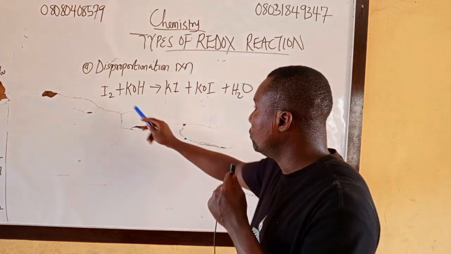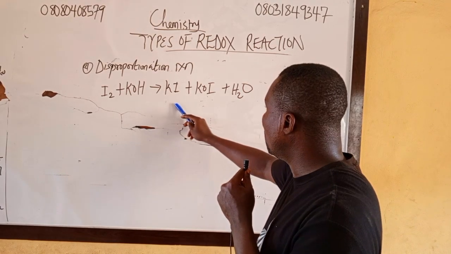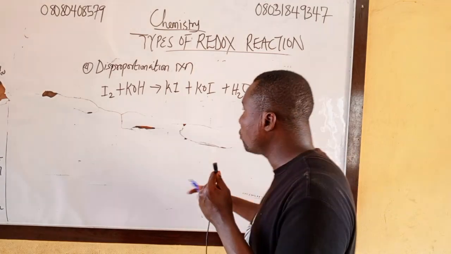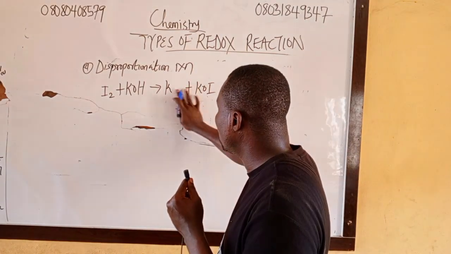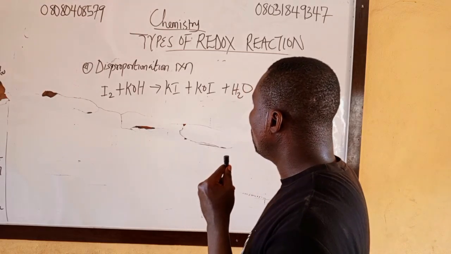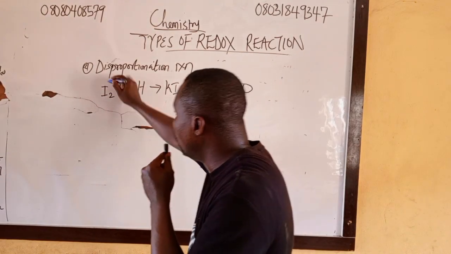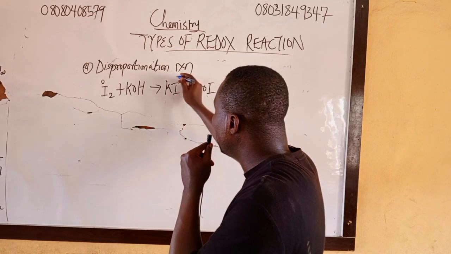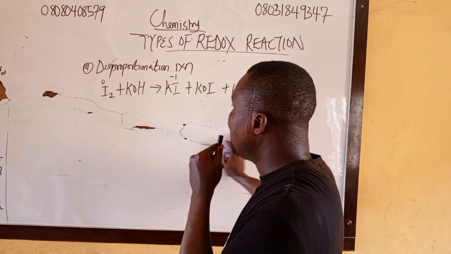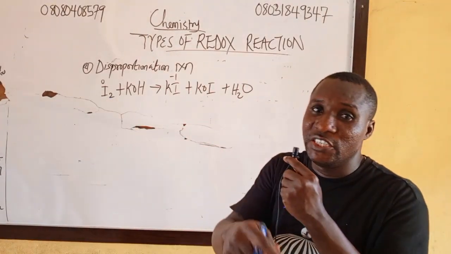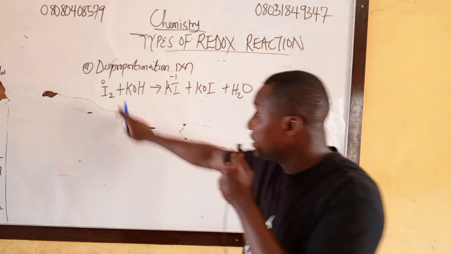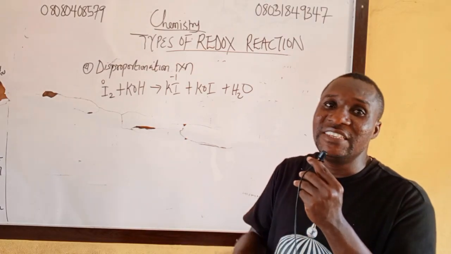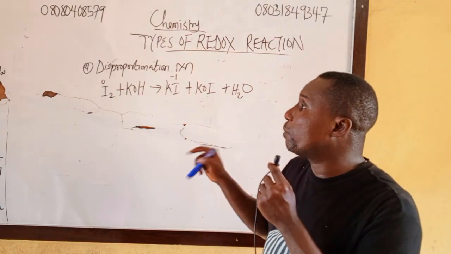Iodine 2, potassium 2. You can balance the equation. Let's look at this. What is the oxidation number of iodine? It is standing alone, 0. What is the oxidation number of iodine in this one? -1. That means this iodine will be acting as reducing agent and what? Oxidizing agent. That is what they mean by disproportionation reaction.